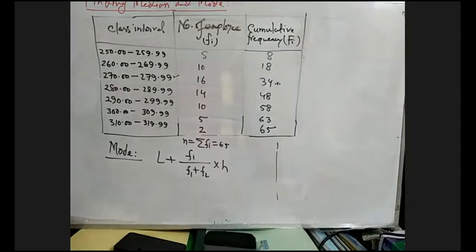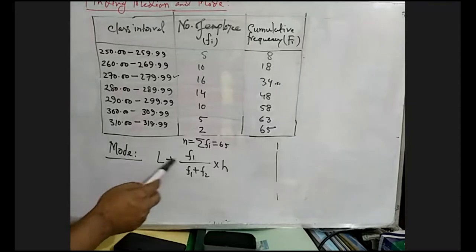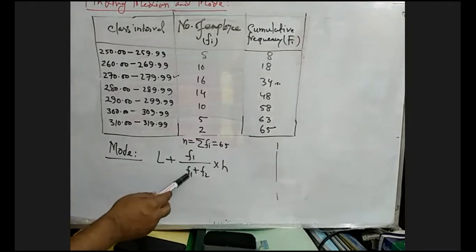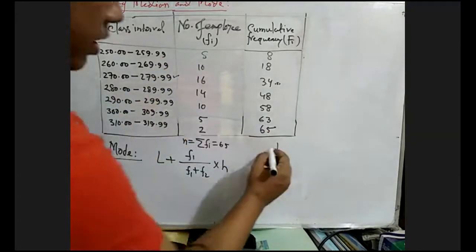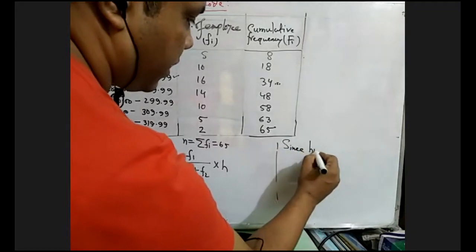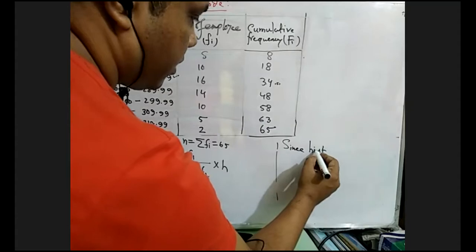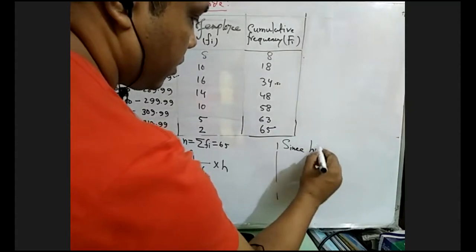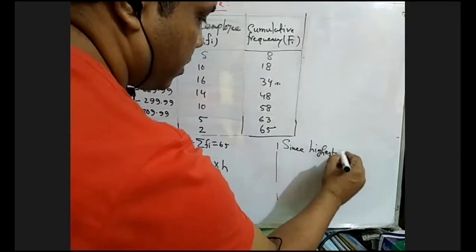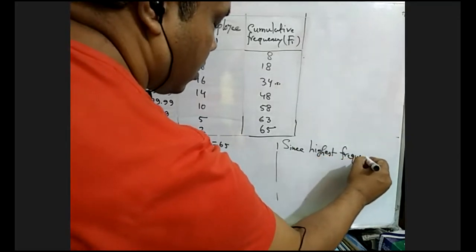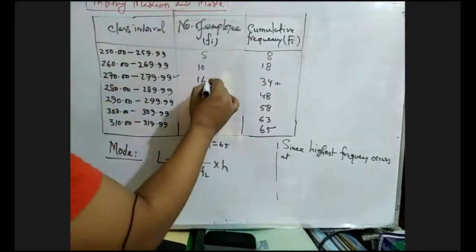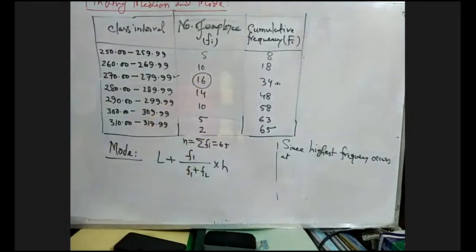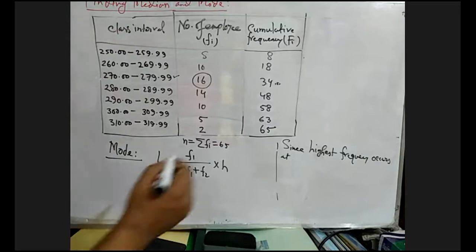Now finding mode. This is the formula for finding mode. L plus f1 divided by f1 plus f2 multiply h. h is the length of the class interval. So where does the mode exist? Since the highest frequency occurs, 16 is the highest frequency, and 16 occurs in this class interval.